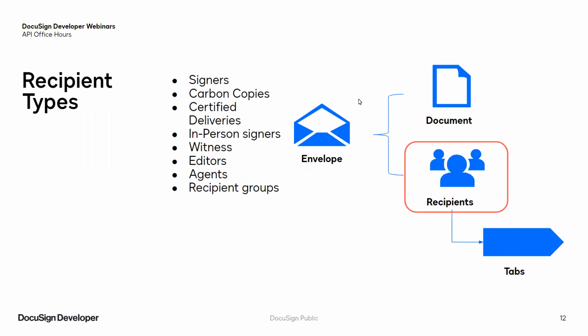Moving on, we're going to talk about recipients. There are different kinds of recipients available. Mainly for this demo, we're going to be interfacing with signers and carbon copies. However, keep in mind that you can extend and have different types of recipients and customize their attributes so that it fits your business need and purpose.